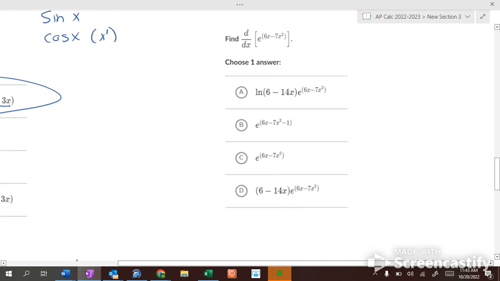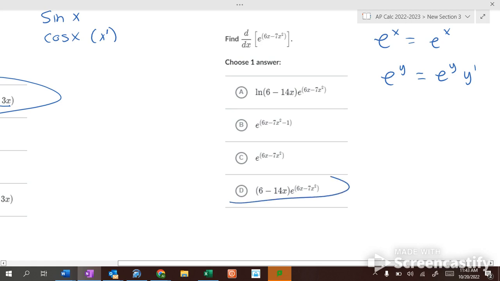So e to the something, e to the x, its first derivative is e to the x. E to the something complicated, let's say it's e to the y, is e to the y times the first derivative of y. That's the chain rule. So it's e to that times the first derivative of the inside, which would be choice D. So everybody got that?